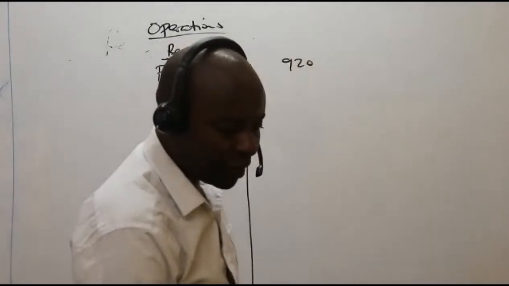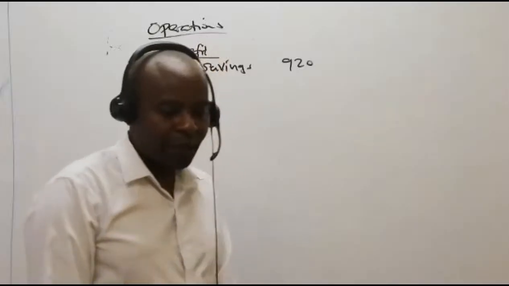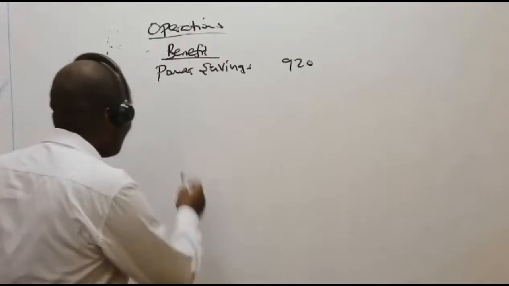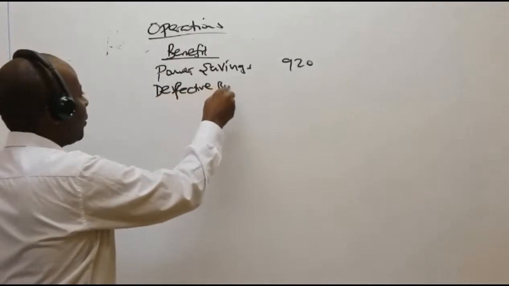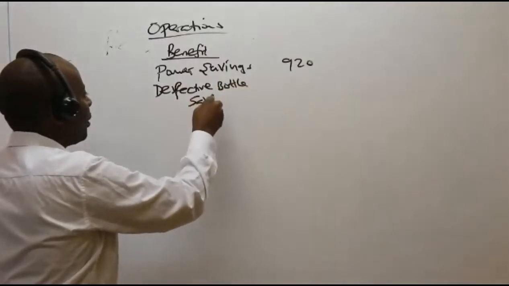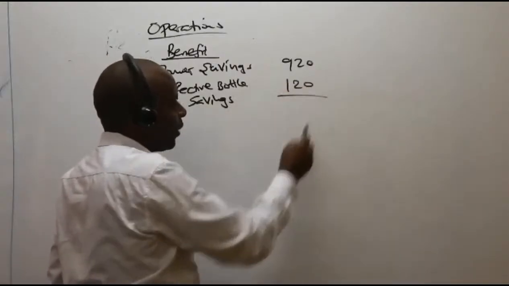So ladies and gentlemen, after that, what else? They're telling us that in addition, the new machine is expected to reduce the number of defective bottles, which will save an additional amount of 120,000. So 120. So we have here defective bottle savings over how much here? They're giving us a total of 120.